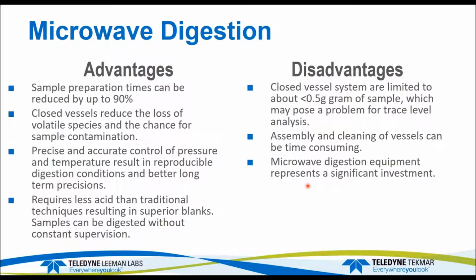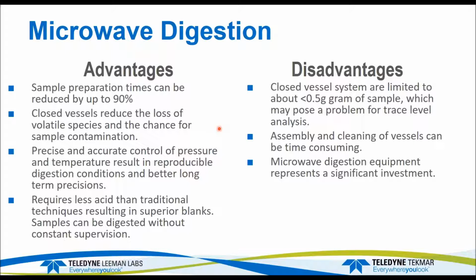With closed vessels, you reduce the loss of volatile species and reduce the chance of contamination. You have really good control of the temperature and the pressure, so you're going to get reproducible digestions day in and day out. You don't have to monitor it. The process is automated, whereas when you're using a hot plate and adding reagents, it's sometimes difficult to maintain the same procedure day in and day out. It does require less acid to get the digestions to proceed, so that's better for your blanks. And again, samples can be digested without constant supervision.